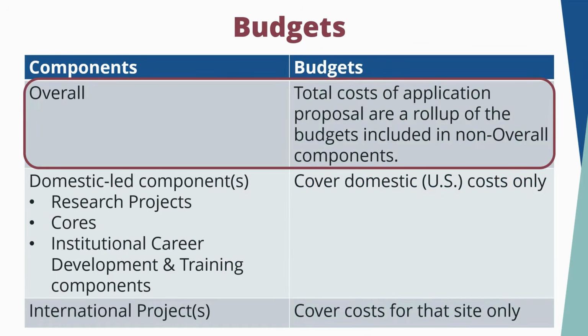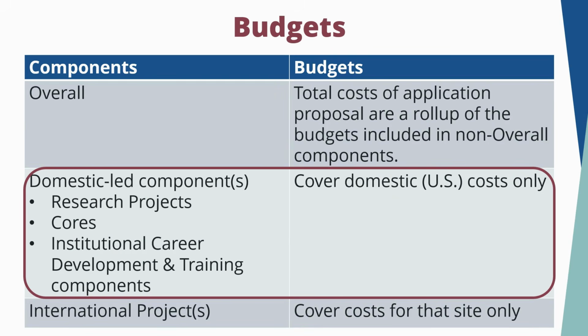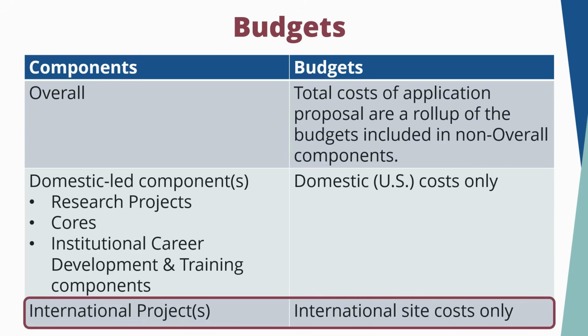The overall component does not have its own budget. The overall costs of the proposal are a roll-up of the budgets included in the other components. For research projects and other domestic-led components, your narratives can cover the research activities done across all sites, but the budget must only cover domestic costs. Similarly, the international project budgets must only include international site costs.